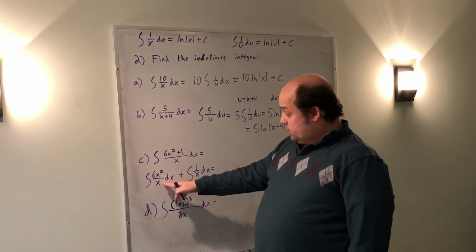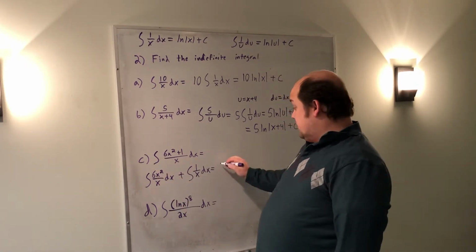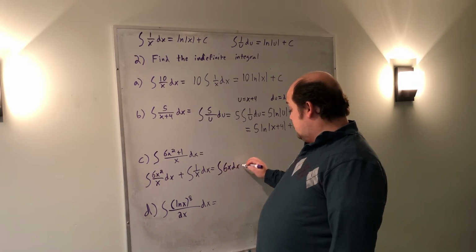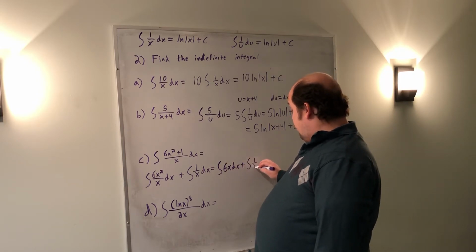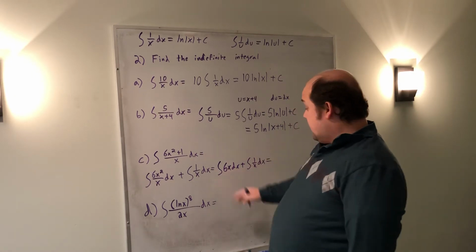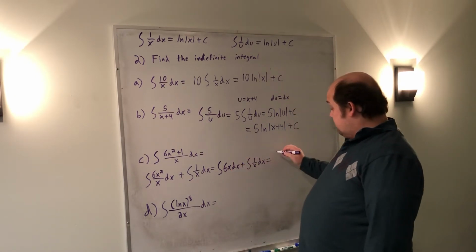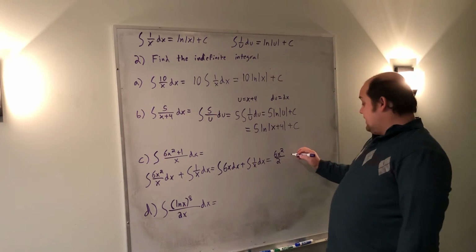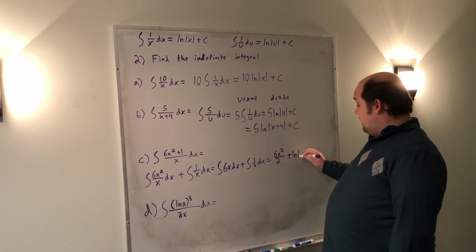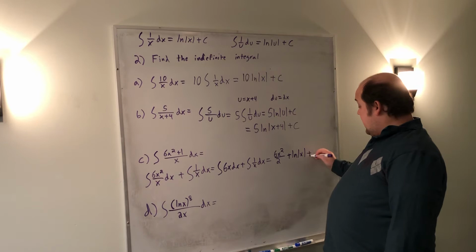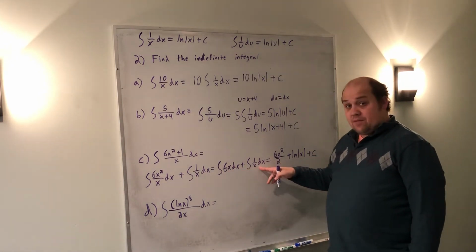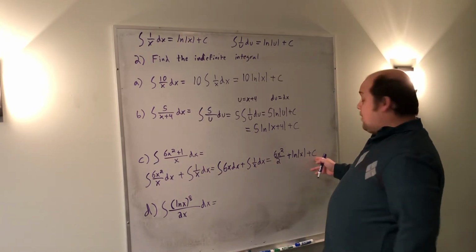If I look at this first part, 6x squared over x reduces. It just becomes the integral of 6x dx plus the integral of 1 over x dx. When I integrate 6x, this becomes 6x squared divided by the new power 2. When I integrate 1 over x dx, this becomes the ln of the absolute value of x, and then I have a plus c. Technically, there was a plus c from this part and a plus c from this part, but I just combined them to make one overall c.